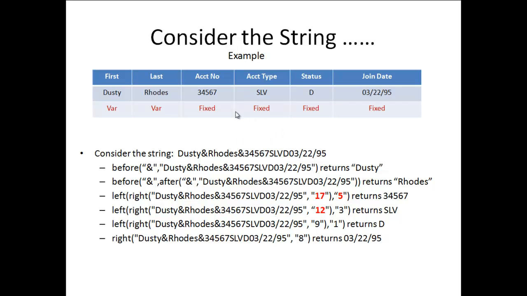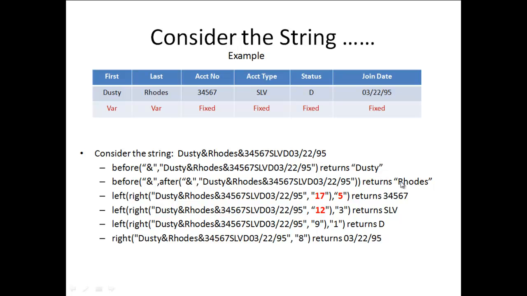If we look here, we can see a before function that says I want to return everything that is before the first instance of the character that I defined here, which just happens to be the delimiter. So this particular function, this particular string, should return just Dusty, being the first name.